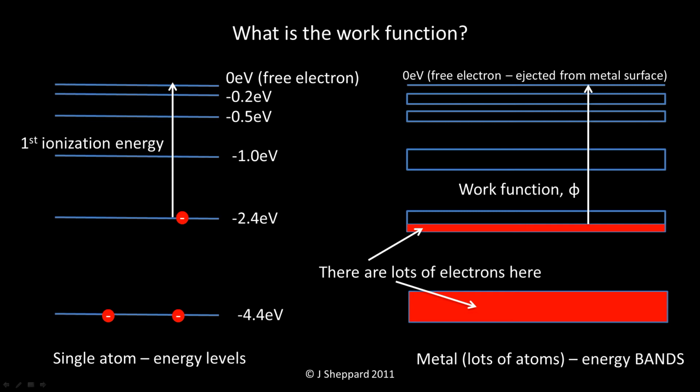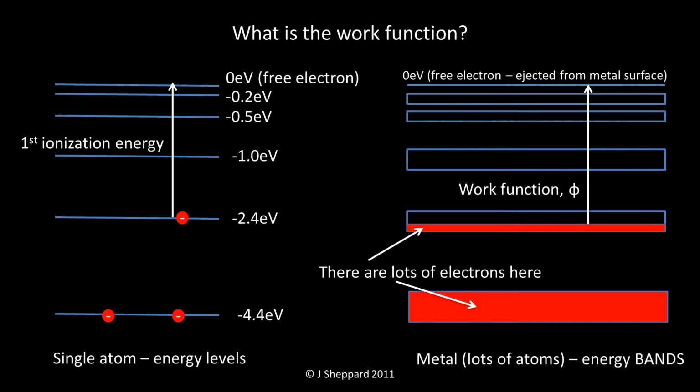Okay, in this case, I've just made up an energy level structure. It's 2.4 electron volts. So if I was to take a photon and fire it at this atom, it would need to be at least 2.4 electron volts to eject that outer electron and ionize the atom. Work function is essentially the sort of bulk analog of first ionization energy.